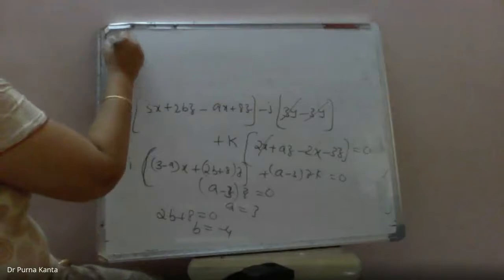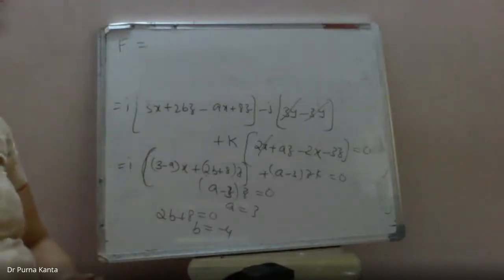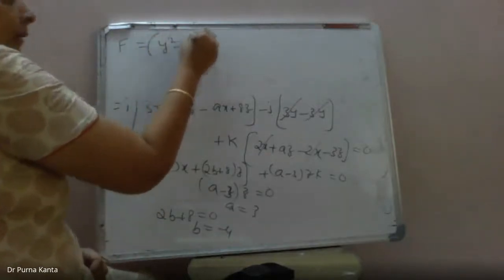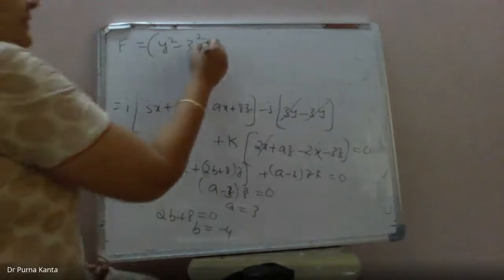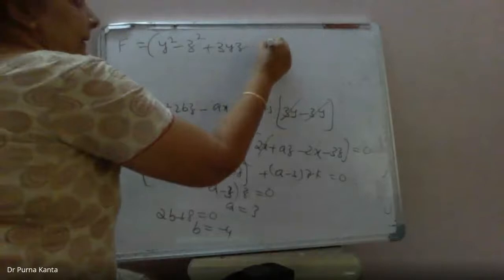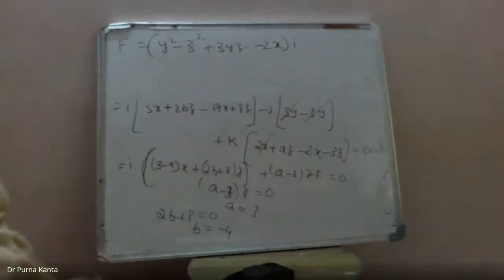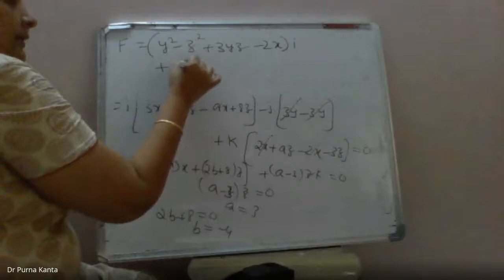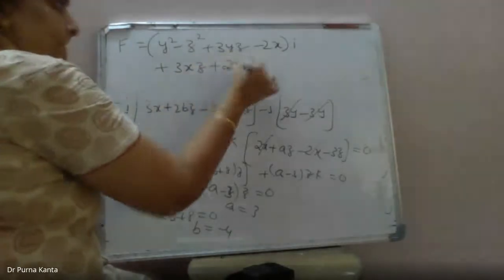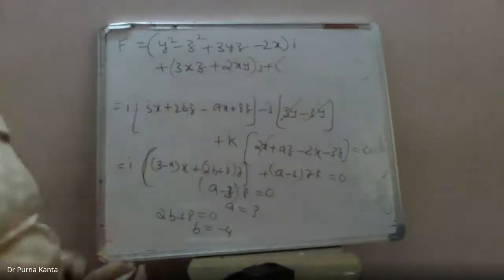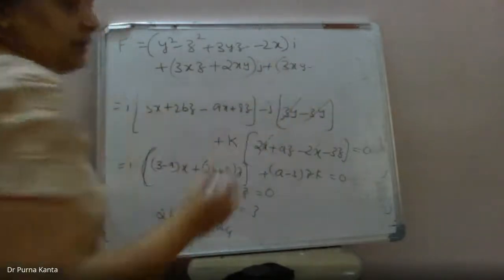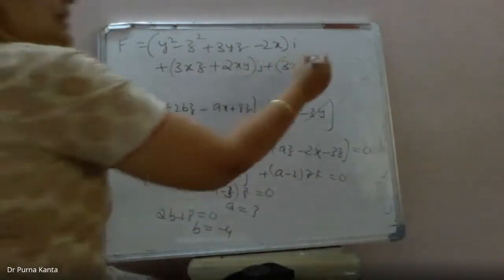If f is equal to y square minus z square plus 3yz minus 2x i plus 3xz plus 2xy j plus 3xy minus 2xz plus 2z k.